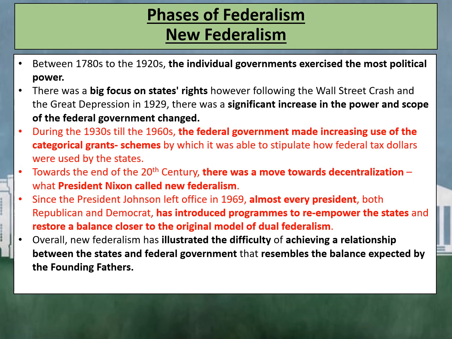Although not committed to new federalism in principle, President George W. Bush responded to the attacks of 9/11 by increasing government control over any policy that related to national security. Then, when the economy deteriorated sharply in 2008, he introduced an economic stimulus plan that introduced substantial payments to struggling state governments. The first action of President Obama, taking office in the midst of an economic crisis, was an economic stimulus plan on an even greater scale than that of his predecessor. Overall, new federalism has illustrated the difficulty of achieving a relationship between the states and federal government that resembles the balance expected by the founding fathers.